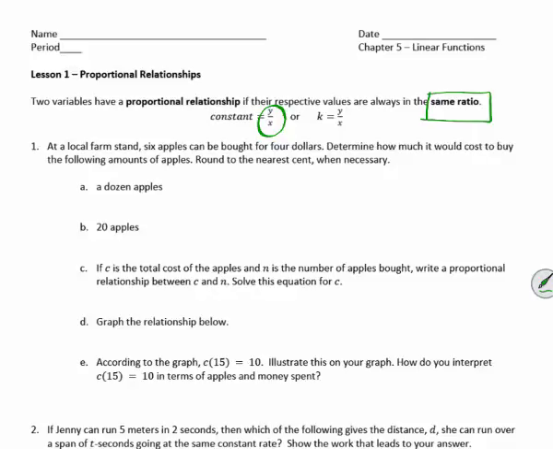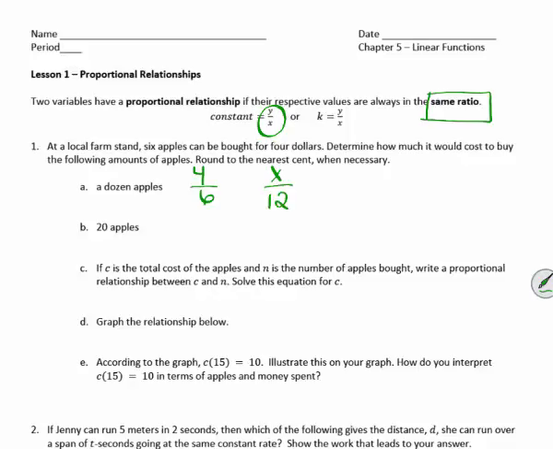But anyway, let's see what we have going on here. At a local farm stand, 6 apples can be bought for $4. Determine how much it would cost to buy the following amounts of apples. Round to the nearest cent when necessary. So we know we always put money over, so we know for $4 I can get 6 apples. So that's the ratio, 4 over 6, which would reduce to 2 over 3. I want to know how much money it would be for 12 apples.